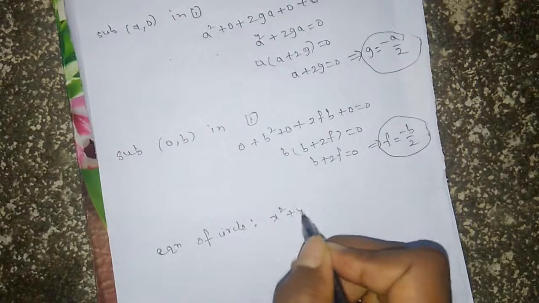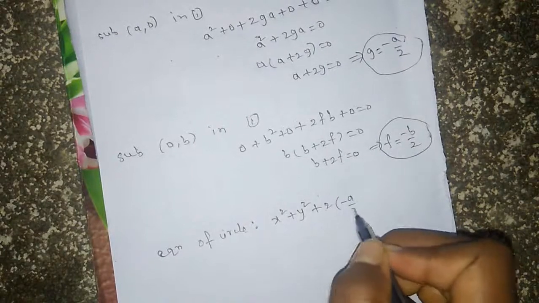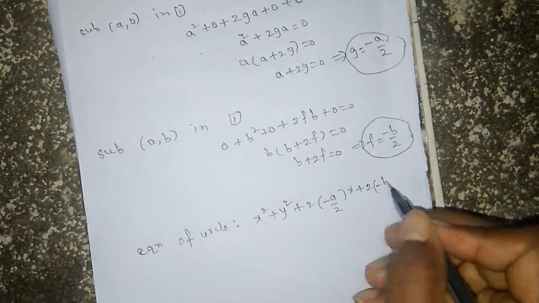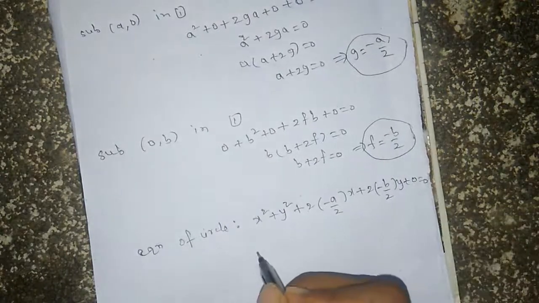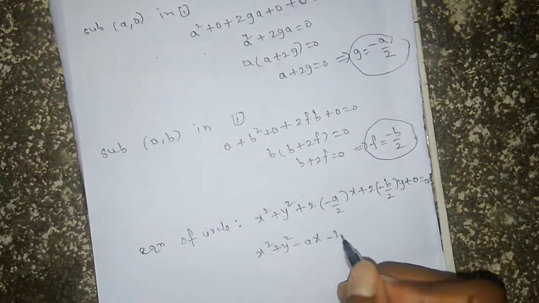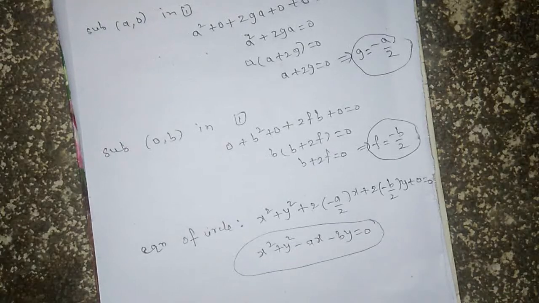x square plus y square plus 2g, 2 into minus a by 2 into x plus 2fy, that is 2 into minus b by 2 into y plus c is 0, that is equal to 0. That is x square plus y square minus ax minus by is equal to 0 is the required equation of the circle.